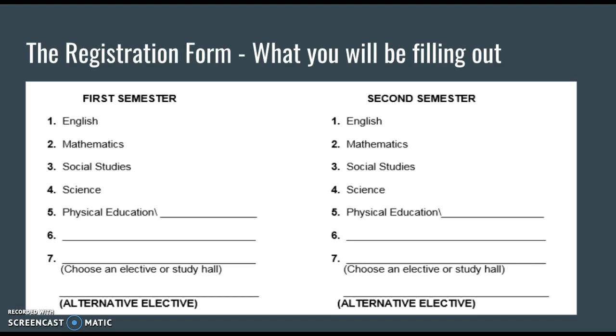The first 4 classes are our core classes. We'll talk about those here in a little bit. Line 5 will have PE, which goes every other day, and we'll have an opportunity to sign up for classes alternating that. And then there'll be opportunities to sign up for classes in the 6 and the 7 numbered spots there.